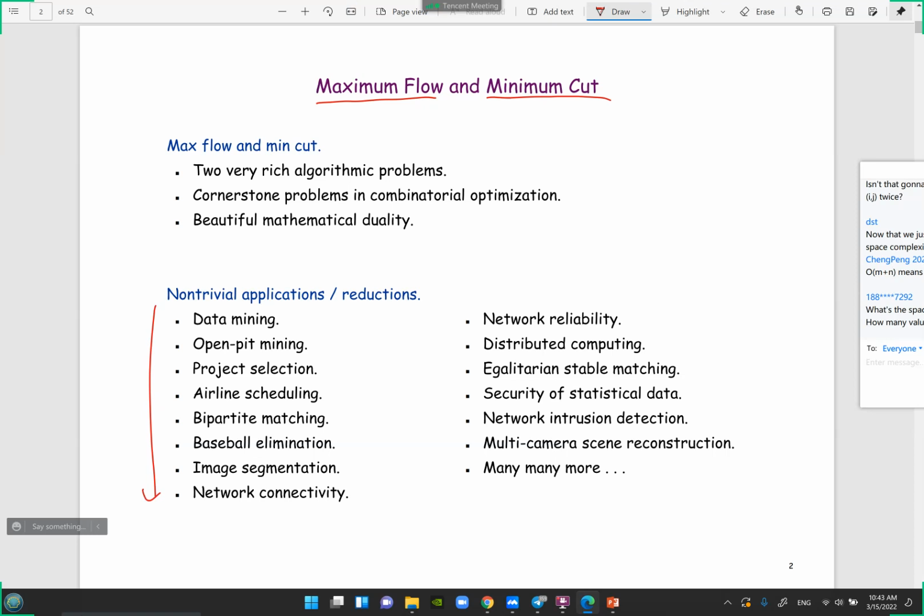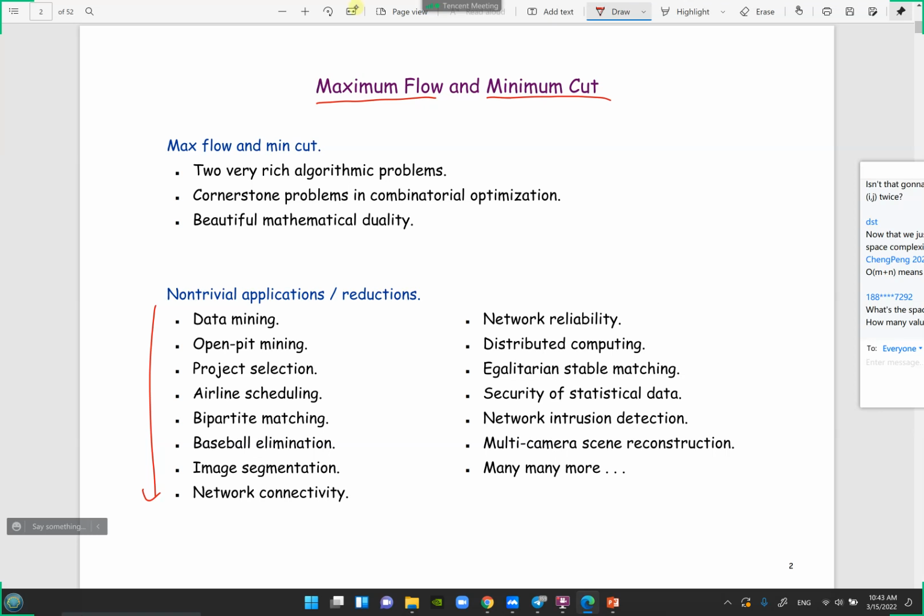In this lecture, we're first of all going to introduce the max flow and min cut problems, and then we're going to see some algorithms for solving these problems. Next time we're going to see how to take some other problems and transform them into max flow problems, and then use our current algorithms to solve those problems.